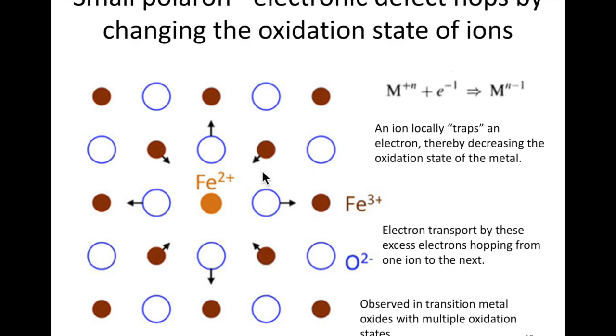And that process, changing the oxidation state, as you might imagine, can only happen in transition metal oxides. So only those that have different oxidation or valence states can have this type of mechanism, because they have different valence states.